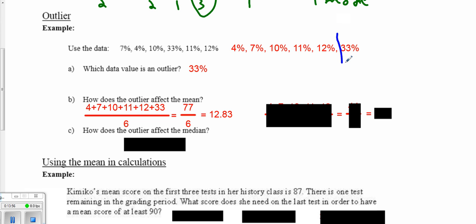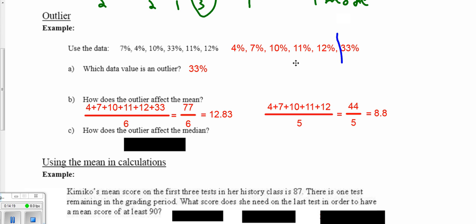So this doesn't really look like it'd be somewhere in the middle. This looks way further to the right side. So let's see what the average or the mean would be if we didn't have that outlier. If we were only using 4, 7, 10, 11, and 12 and only divided by 5, because there's only 5 of them, we would have 44 divided by 5, which would give us exactly 8.8, which would be somewhere in between 7 and 10.